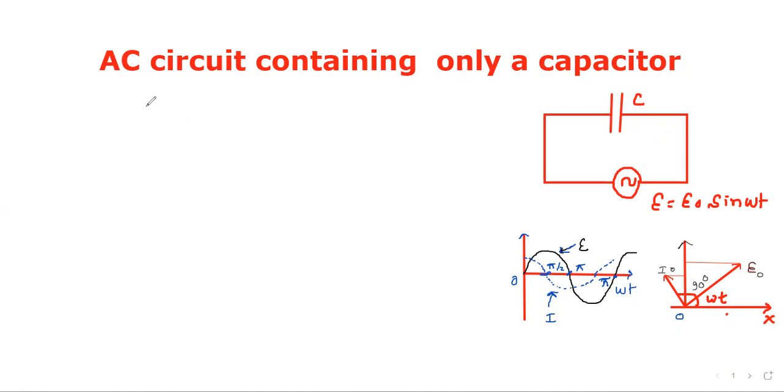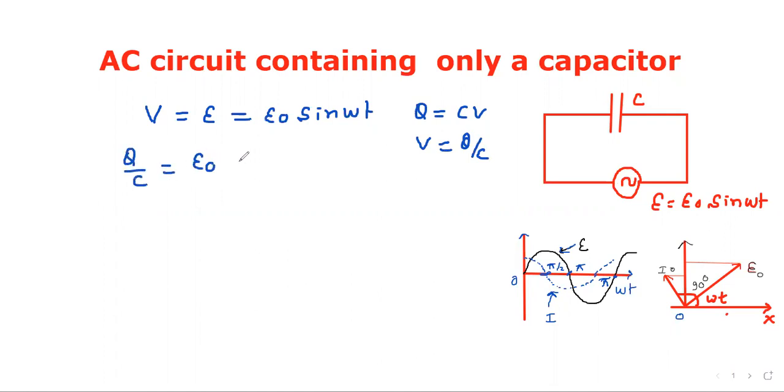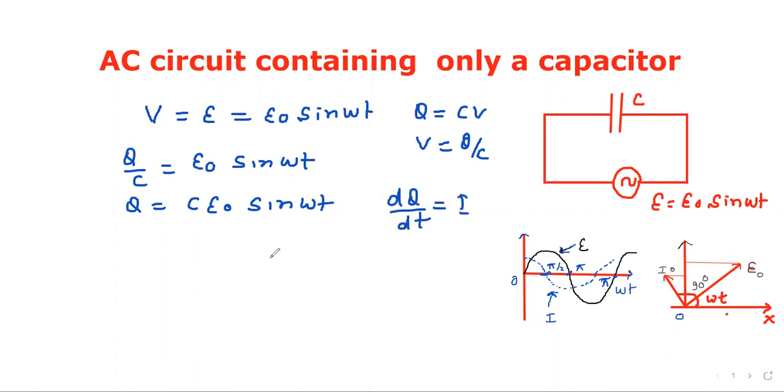So we can say V equal to E equal to E0 sine omega t, but Q equal to CV, or V equal to Q upon C. So we write here Q upon C equal to E0 sine omega t, or Q equal to C E0 sine omega t. And we know that dq upon dt is equal to I. So I equal to, we differentiate it. So C E0, and this will give omega cos omega t.